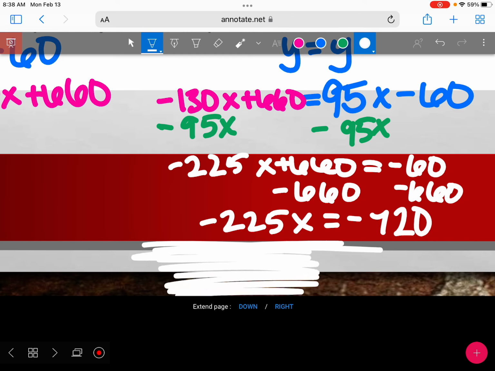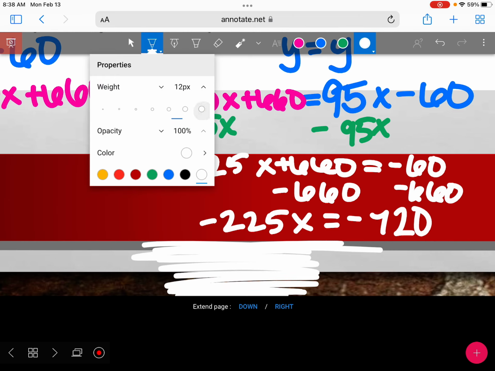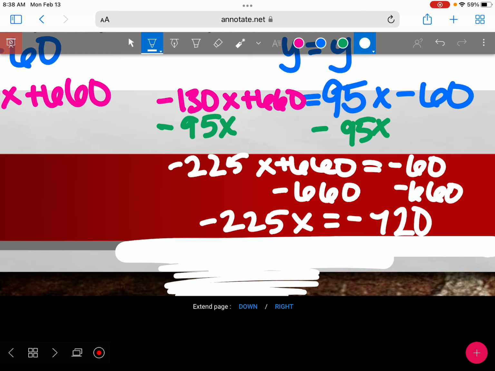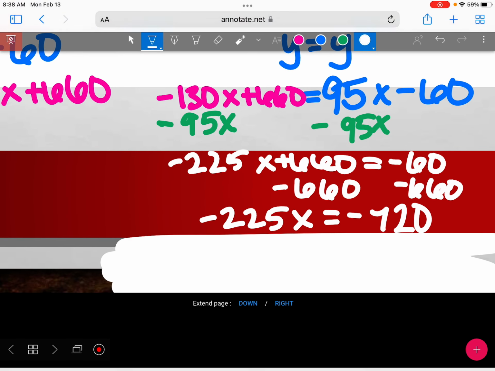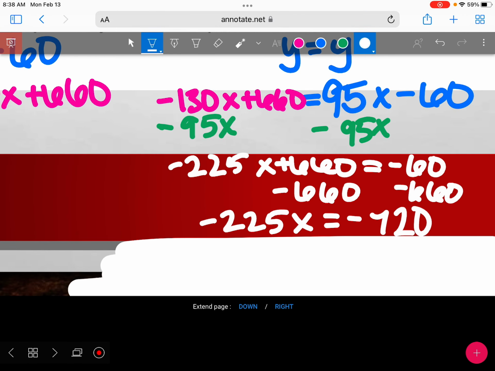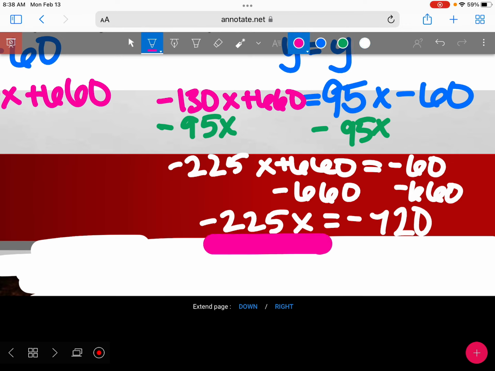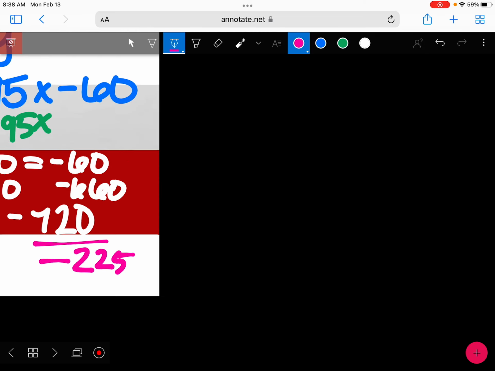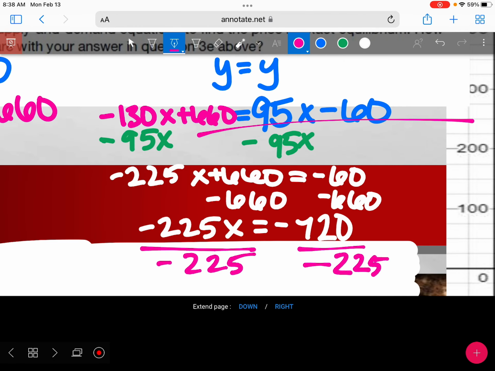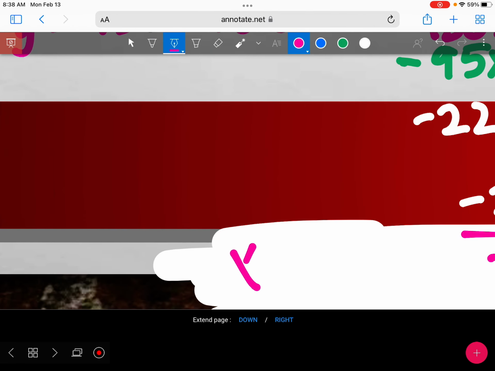I'm going to write all this out so we can keep going. And what's your last step? To get x alone, divide by what? Negative 225. So if we divide by negative 225, what do you get for x? 3.2. Exactly.